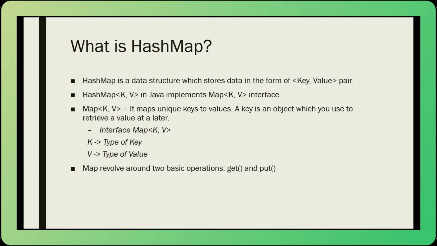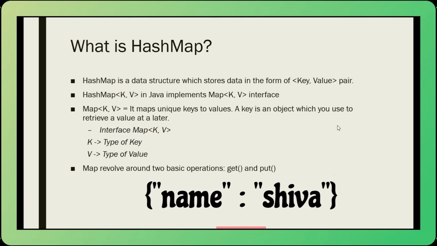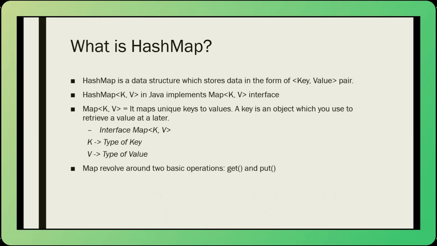What does this Map interface do? Generally, it maps keys to values. Every key is bound with a value, and here the key is an object which you use to retrieve the value. If you have a key value pair like name followed by Shiva, then if you give the key name, it will retrieve Shiva. That is how the pair is formed. K is the type of key and V is the type of value. The Map interface revolves around two basic operations, get and put, and our HashMap also revolves around get and put.